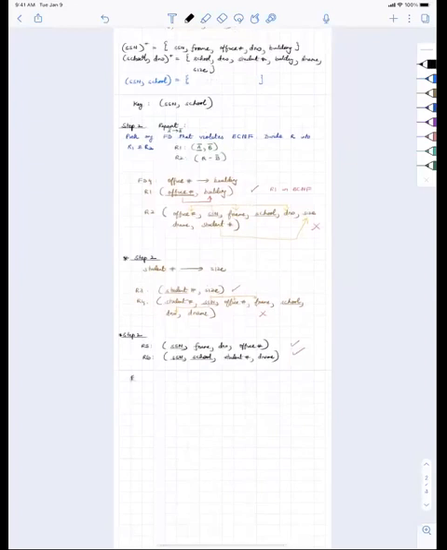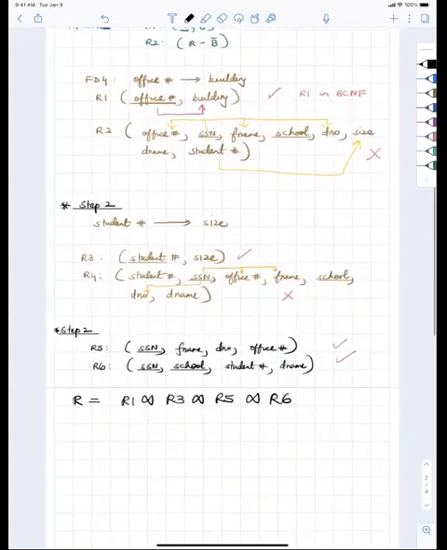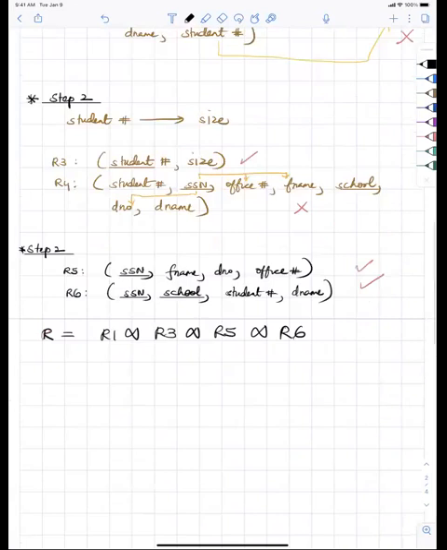So we have R equal to R1 join R3 join R5 join R6, and R1, R3, R5, and R6 are in Boyce-Codd normal form. So that would be the output of the algorithm, or one possible output. Any questions? Did you understand the working of this, how the algorithm went through?